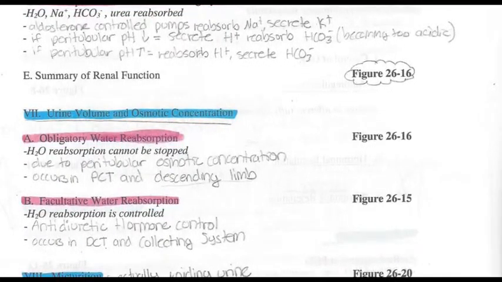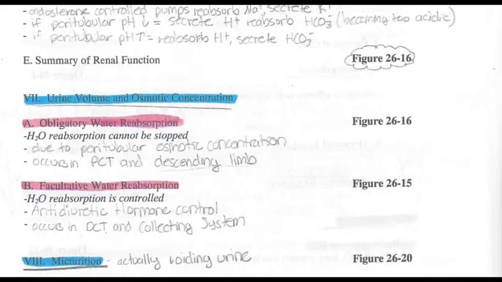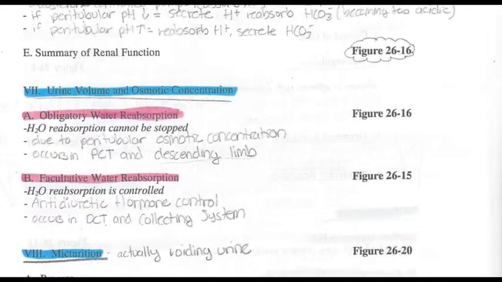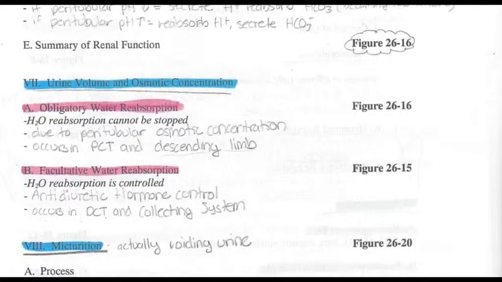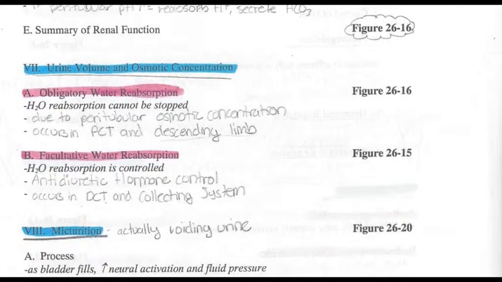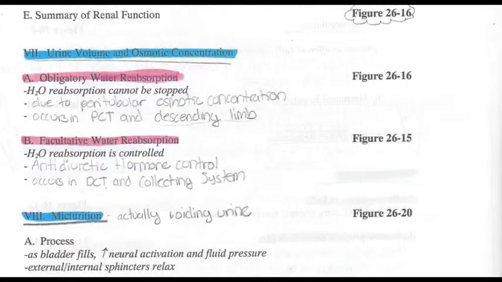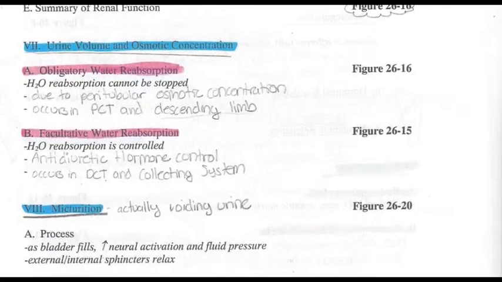E. Summary of renal function. Urine volume and osmotic concentration. A. Obligatory water reabsorption. This is when water reabsorption cannot be stopped. It is due to paratubular osmotic concentration. This occurs in the PCT and the descending limb.